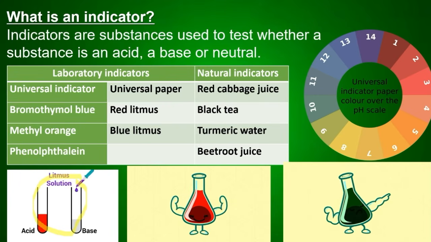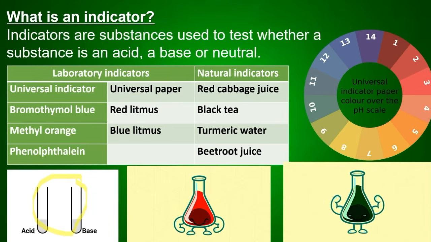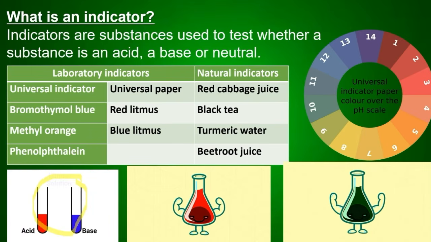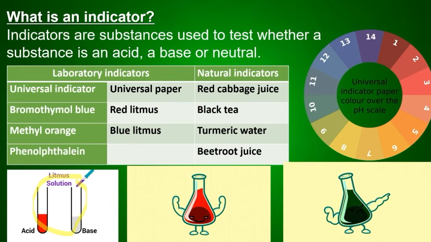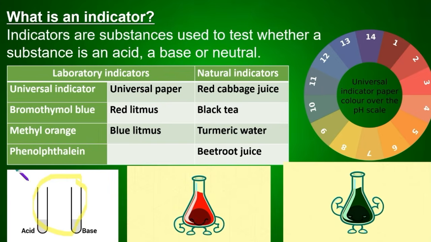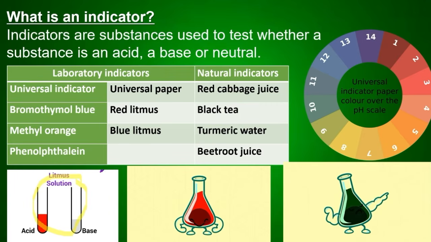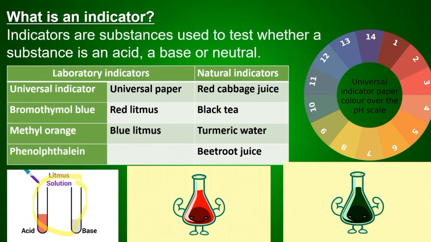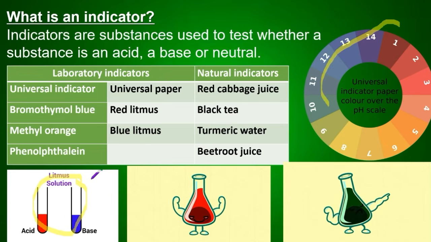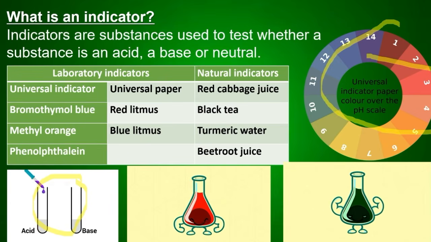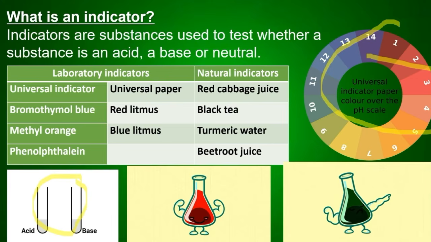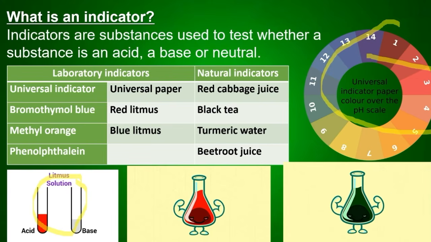Some natural indicators which we use are red cabbage juice, black tea, turmeric water, and beetroot. These are just household indicators which you are able to make at home, or you are able to buy the ingredients to make these indicators, and they will also determine whether a substance is an acid or base. Universal indicator, which is this diagram over here, can be used to determine the different pH values of acids and bases according to the color change that occurs.